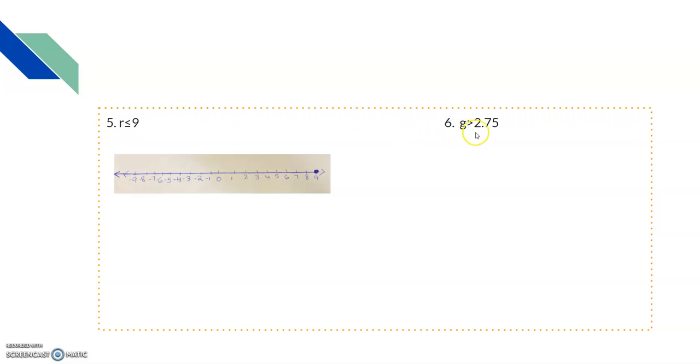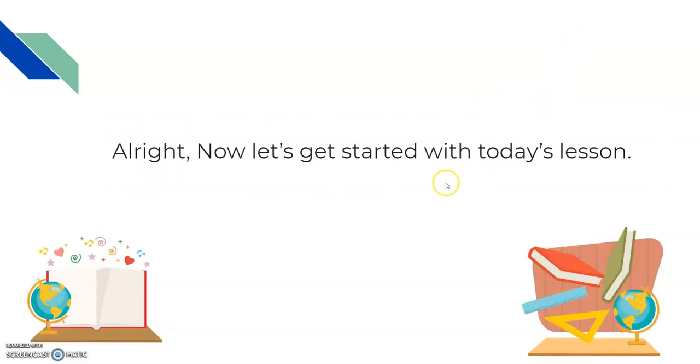Now for number 6, we have g is greater than 2.75. And now this is our graph. There is no line underneath and this is not a solution, so it's going to be an open circle. And it's facing g, so it's going to go the opposite direction. Alright, now let's get started with today's lesson.